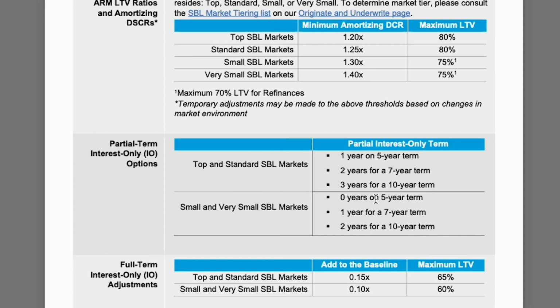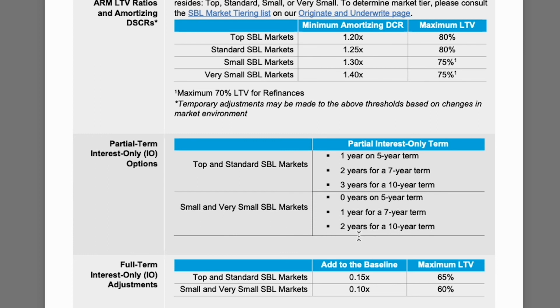Now, what about if you're in a small and very small market? If you're on a 5-year loan and you're in a small market, you'll have a 0-year interest only period. If you're in a small market and you want a 7-year loan, you'll have a 1-year interest only period. And if you're in a small market and you want a 10-year loan, you'll have a 2-year interest only period.